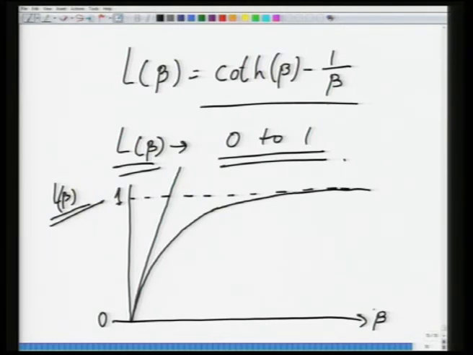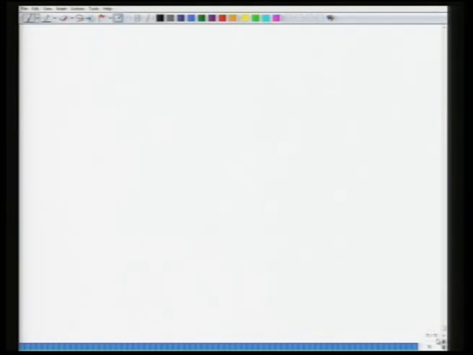And what is beta? Beta is nothing but mu E by kT. So, what it tells you is the effect of temperature. Higher values of beta would mean lower temperatures, and lower values of beta, on the contrary, would mean higher temperatures. So, this gives rise to an effect of temperature.